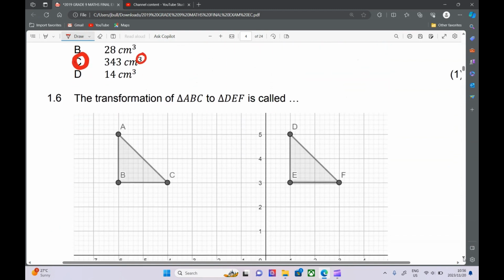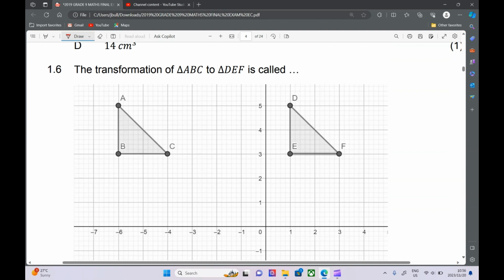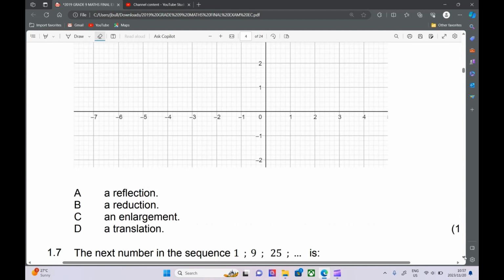1.6, the transformation, okay, so the movement of A, B, C to D, E, F is called. So what you got to check is it a mirror image? So have you reflected it? So we haven't reflected this one, because if we reflected that, the shape would be the other way. Okay, so it's not a reflection. Let's check what else there is. What are the other options? So it's not a reflection.